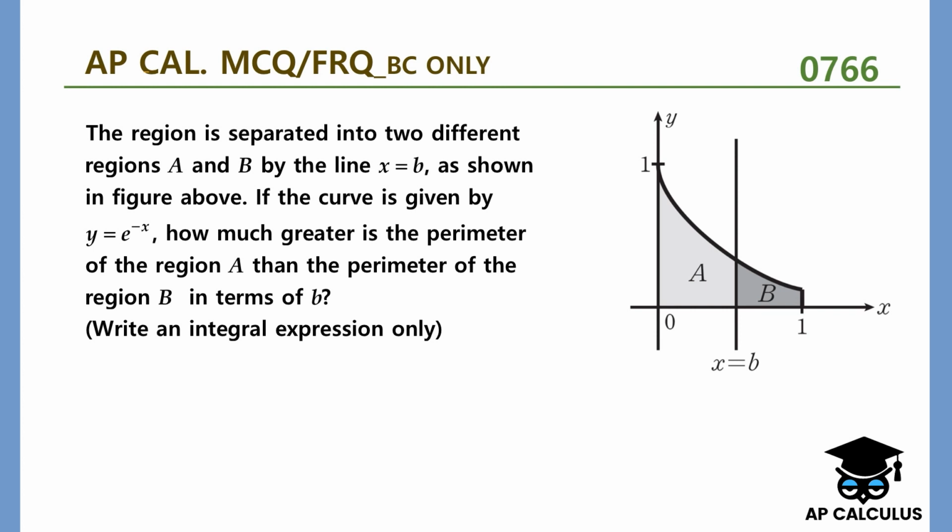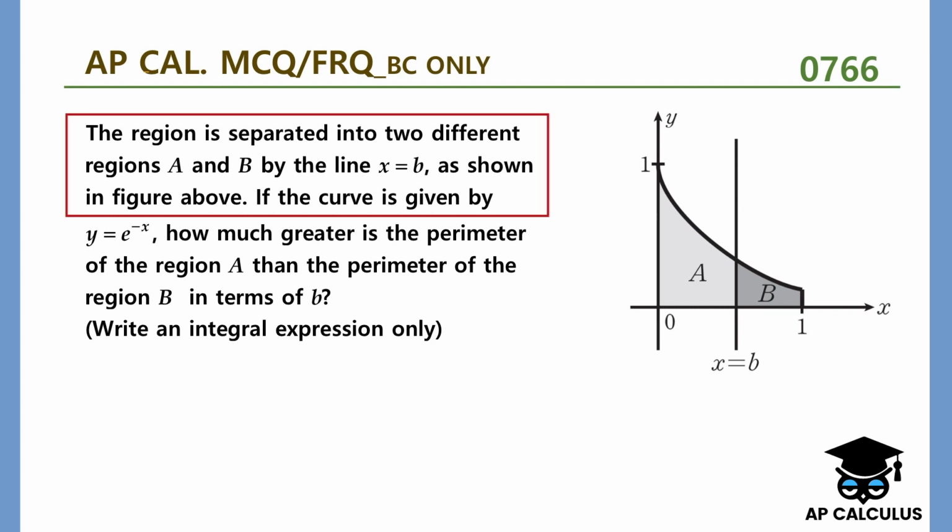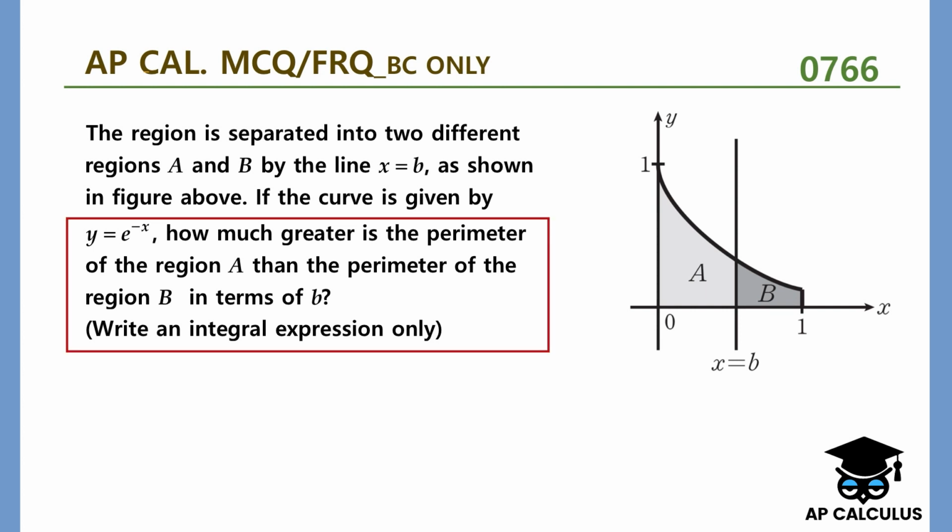Question 766. The region is separated into 2 different regions A and B by the line x equals b, as shown in the figure above. If the curve is given by y equals e to the power of negative x, how much greater is the perimeter of region A than the perimeter of region B in terms of b? And it says to write an integral expression only.